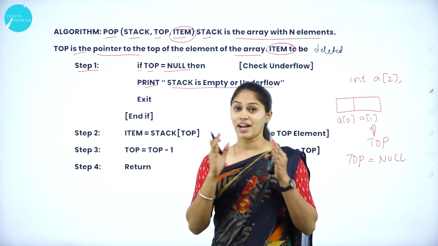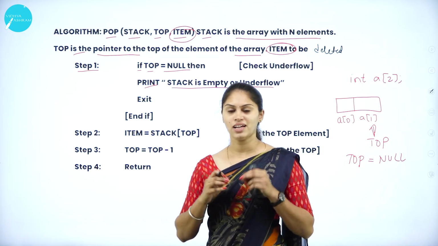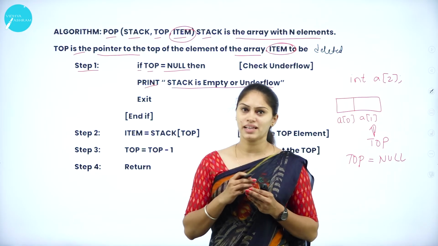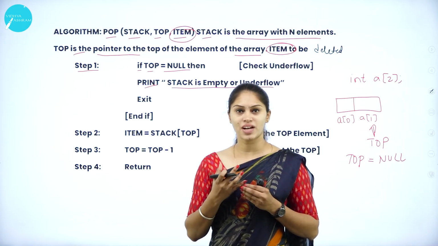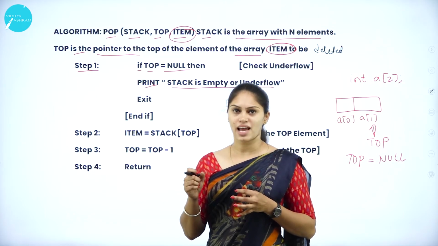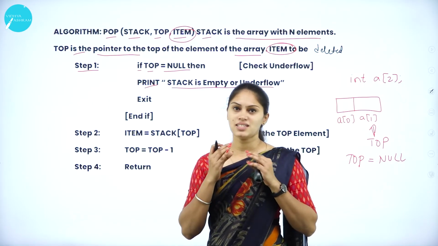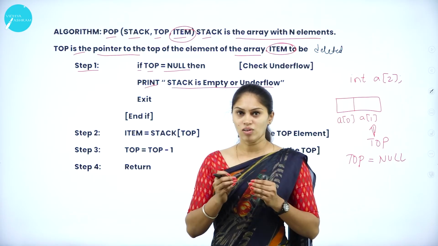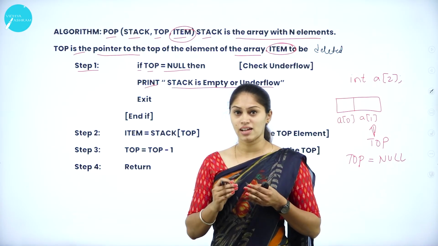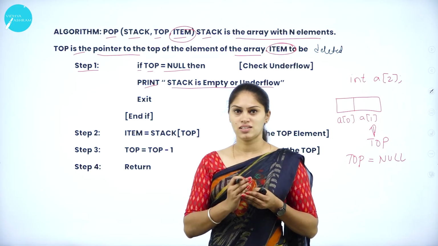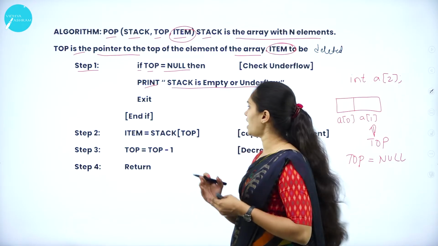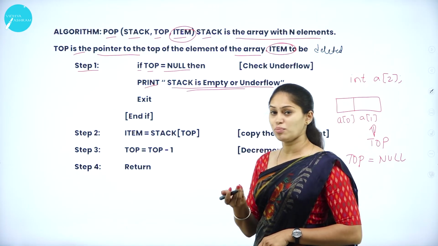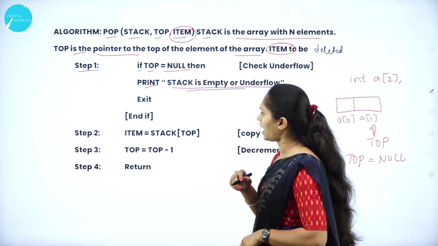So I have created an array or a stack of size 2, but I haven't inserted any data element to that particular stack. But I'm just trying to delete an element from the stack. I'm just going to check whether the stack is empty or whether we have some elements in order to delete. Now my top is equal to null. I don't have any element at the stack top to delete. So top is equal to null, so the stack becomes empty. So what will it print? Stack is empty or underflow.